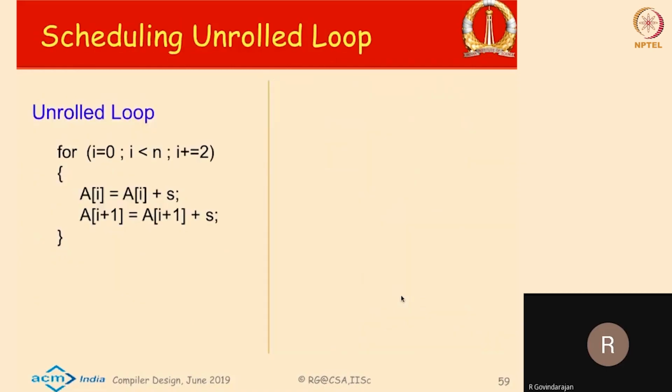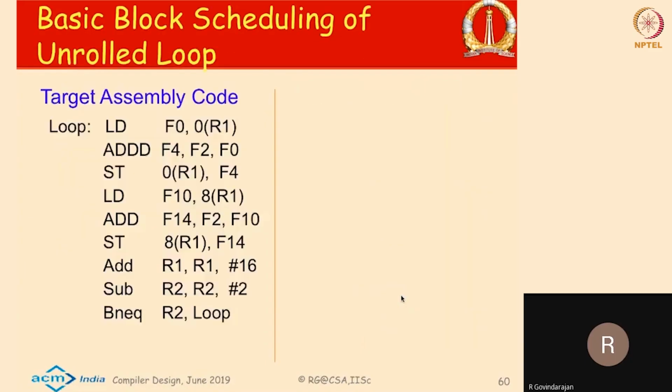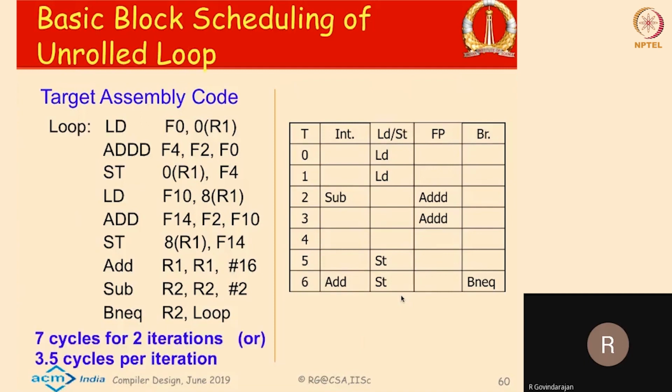If I unroll the loop twice, then this is the code that I have. And if I try to schedule them, this is what I get. So here again, I take 7 cycles to complete 2 iterations. Therefore, potentially I'm taking 3.5 cycles per iteration, right? Okay, can we do better?